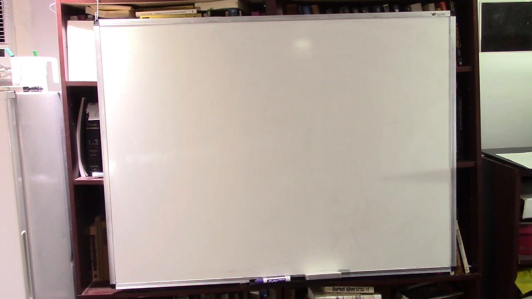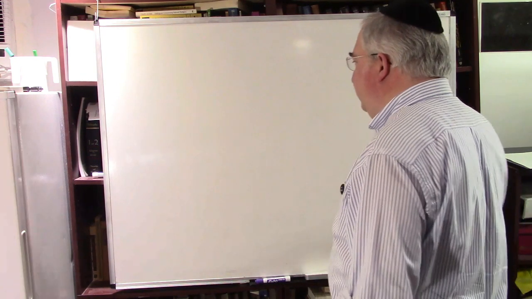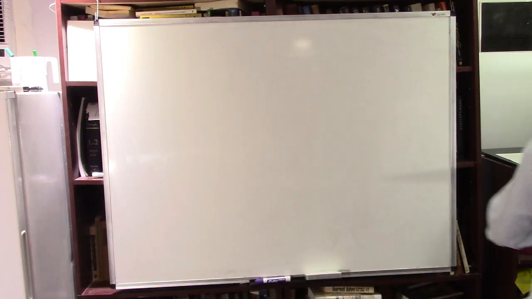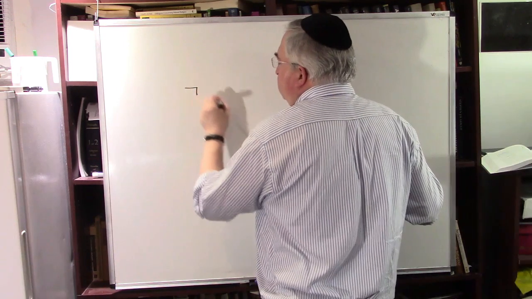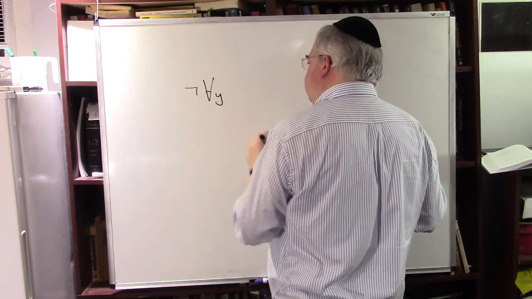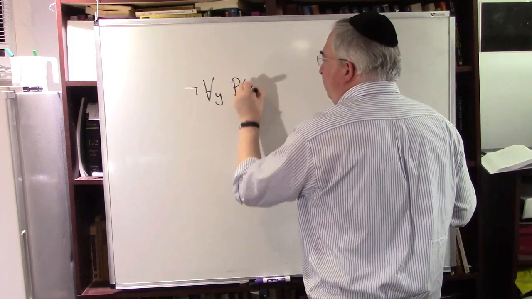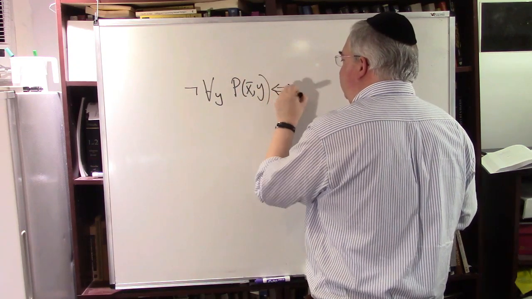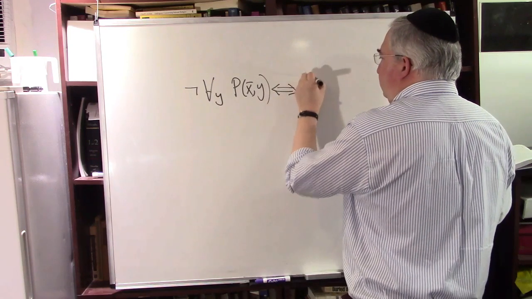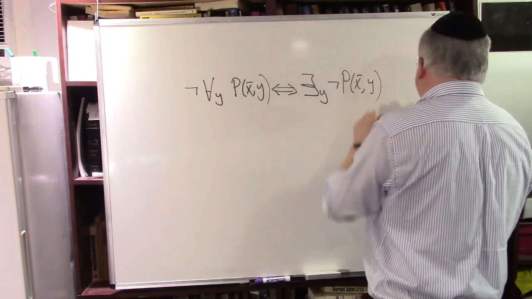Okay, so now some results. Not only are they adjoints, but they go as follows. We have a generalized De Morgan's law that goes as follows. I'll just do it the way it's in the book. P of x bar comma y is isomorphic to there exists a y such that not p of x bar comma y.